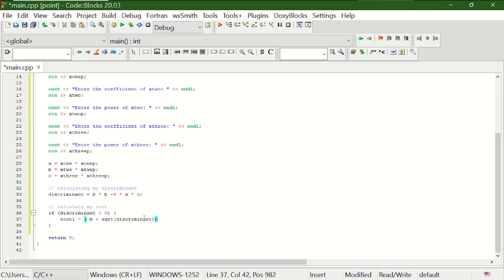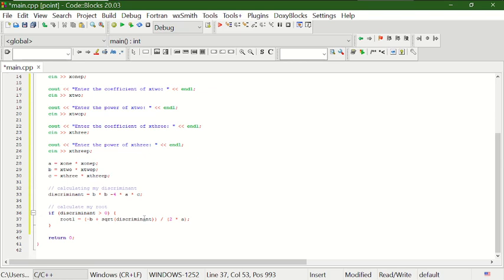Then all should be divided by 2a, right? Open bracket 2 times a. Okay, so from here we terminate this. So that is for root 1.